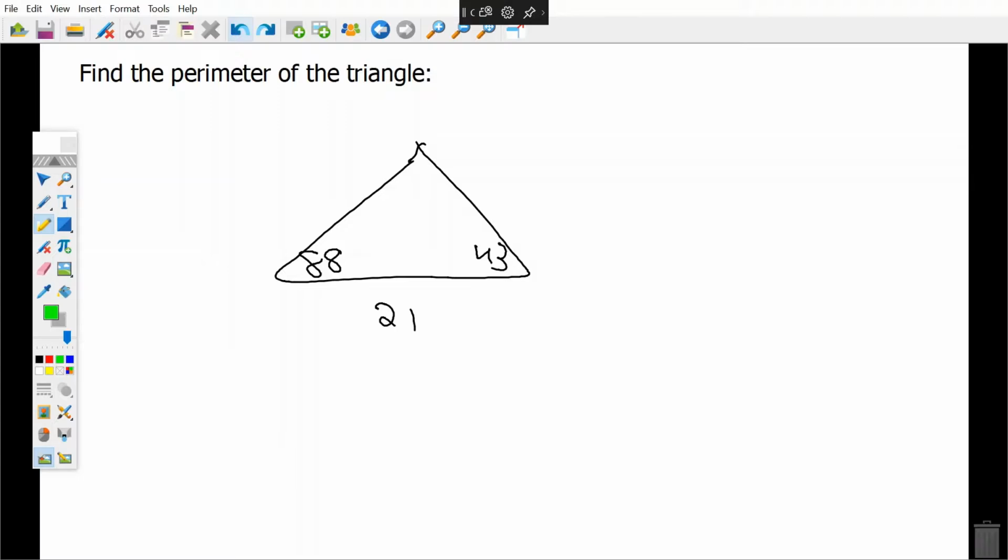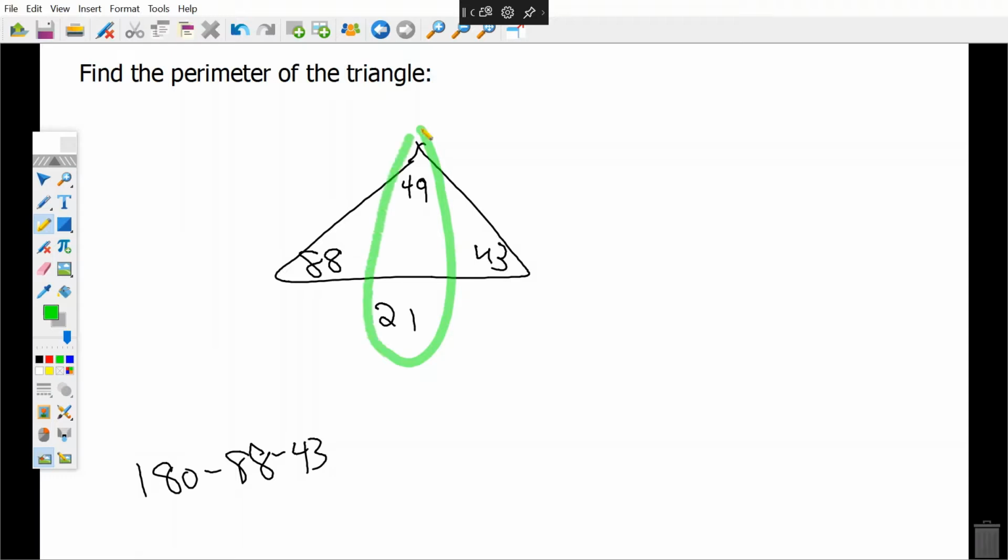Right, the first thing that I would find on this question is the missing angle. So I would go 180 minus 88 minus 43. Missing angle is 49. Now we have our angle side pair. We can use that to find the missing side lengths for A and C.